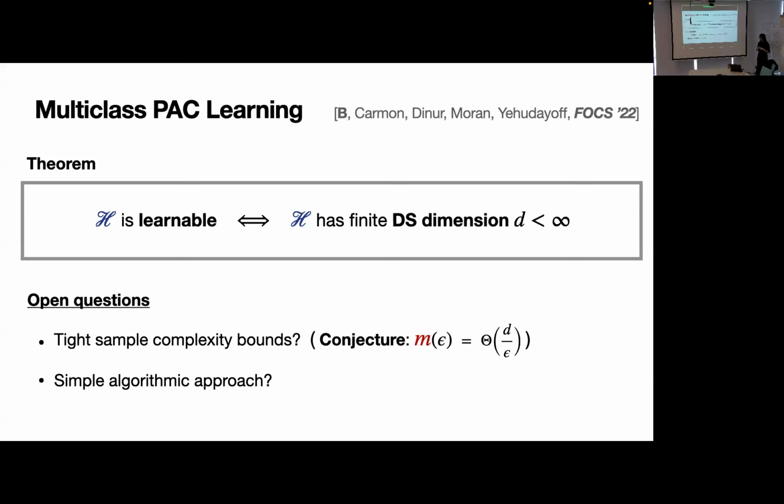Related to the first question, do you have values of the DS dimension for, say, multiclass logistic regression? Multiclass. So you need to come up with a particular class of problems. Yeah, and then we can compute. It's not always obvious, but for some classes we do have.